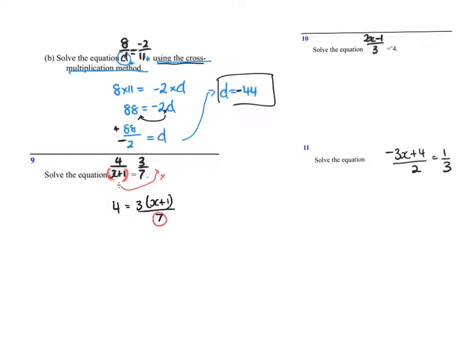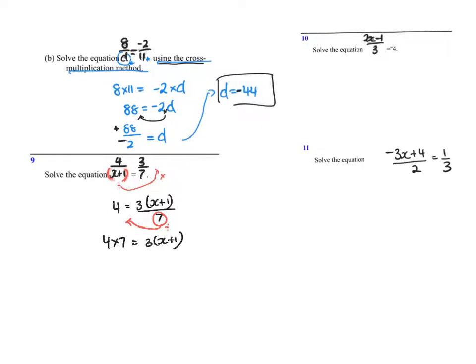Maybe I'll move this 7 now because it's in the way and I'd rather have it up the top. So it's dividing here and I'll move it over and it'll come times. So 4 times 7 equals 3x plus 1. So now we have to remember our expanding rule.